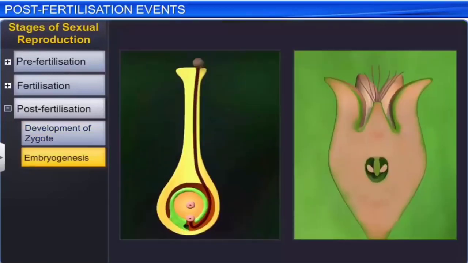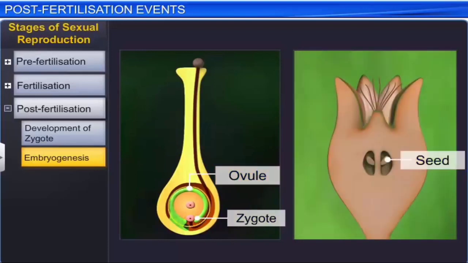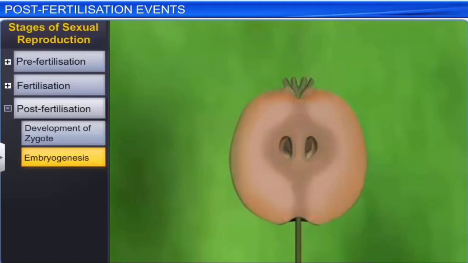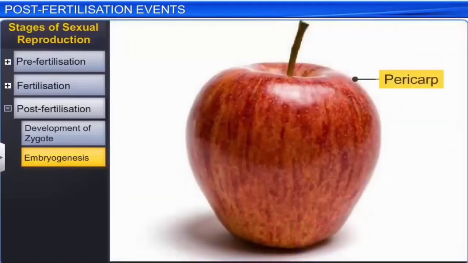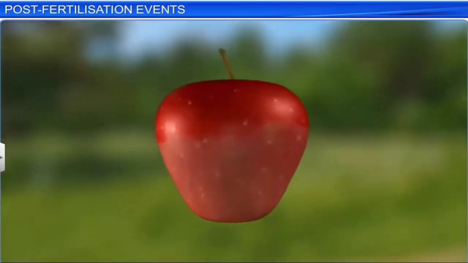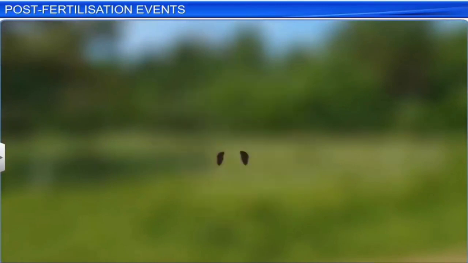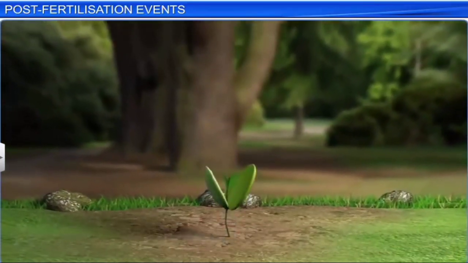During embryogenesis, the zygote develops into the embryo, whereas ovules develop into seeds. The ovary, on the other hand, develops into a fruit. The fruit is covered with pericarp, a thick wall that protects the seeds and the embryo. After the fruit is consumed, the seeds get dispersed by wind, water, or animals. These seeds later germinate into a new plant.